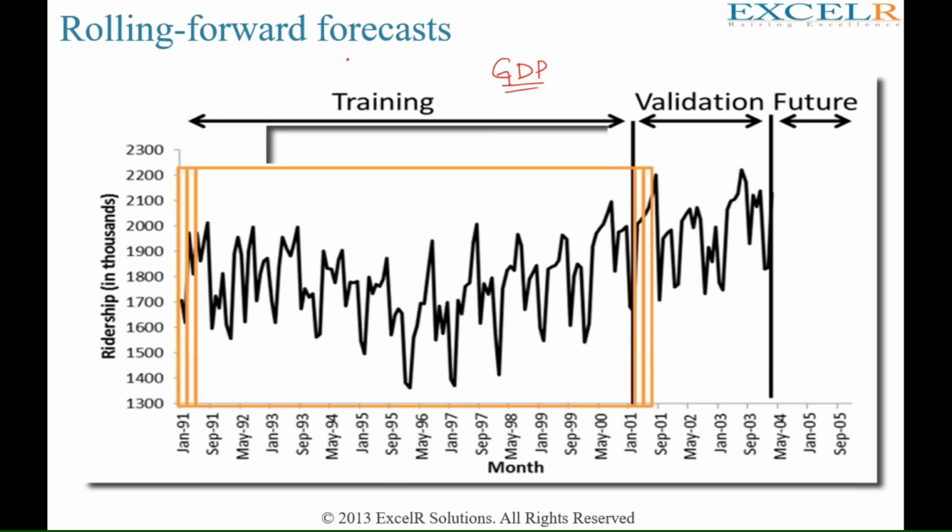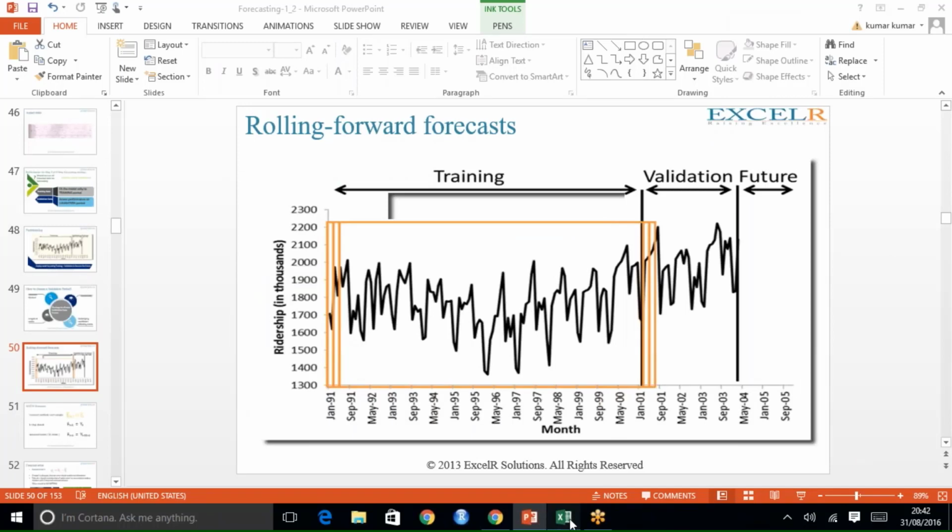Right. So in this way, we define upfront what will be the forecast horizon. Will it be rolling forward or will it be a one-time forecast? And these are a few things that we need to decide upfront. Okay. Now, when it comes to partitioning the data, let me go to the data set and show you once.